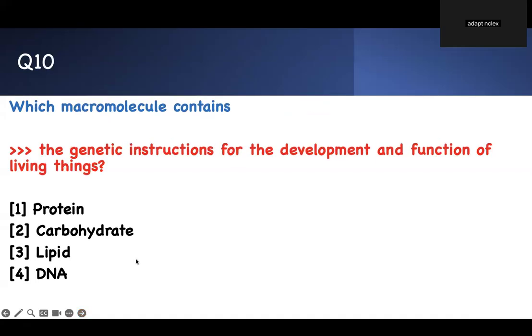And the last one, which macromolecule contains the genetic instructions for the development and function of a living thing? The key word in the question is genetics. Protein is not genetics. Carbohydrate is not genetics. Lipid is not genetics. They are all macromolecules, but they don't contain the genetics. That does not give you the instructions of what you do. Therefore, this is DNA.